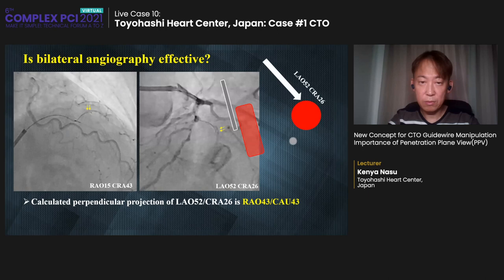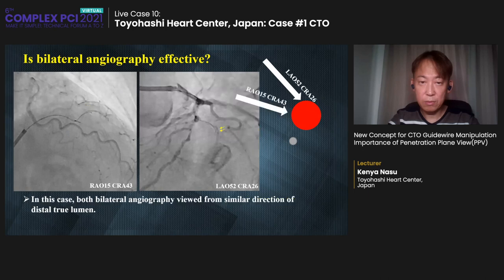On the other hand, if we look at LAO 52 and cranial 26 projection, the true lumen and the wire position look like this. If we look at this in the short axis, the view is from about 11 o'clock. So if we look at the short axis view of both planes, we can see that it is not a perpendicular view as we thought it might be.